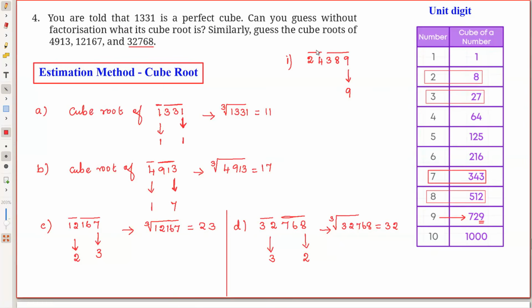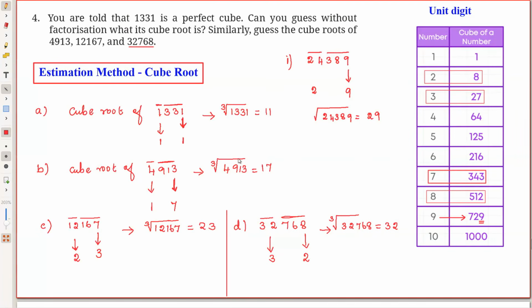Now you have to find the perfect cube number which is smallest and less than 24. If I take 3 cube it is 27, which is more than 24. We cannot take 3. So 2 cube is 8. The only possibility is 2. Therefore, the cube root of 24,389 is 29. That is the answer, 29.